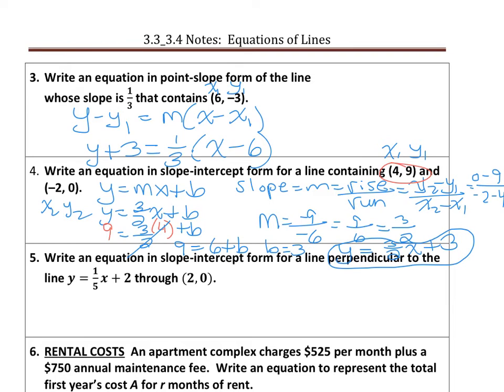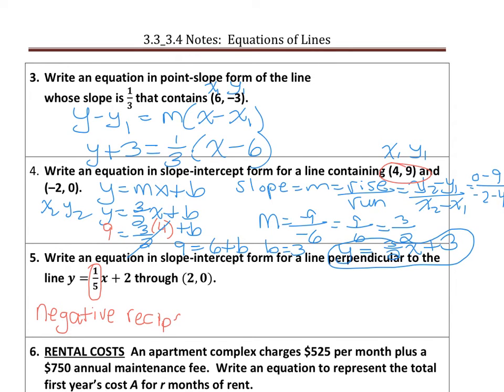Write an equation in slope-intercept form for a line perpendicular to the line y equals 1/5 x plus 2. And this particular line that we're looking for also goes through the point (2, 0). All right, well, we know the slope of this line is 1/5. And if the line we're looking for is perpendicular to that, then we need the negative reciprocal, or as some of us were saying in class, the opposite reciprocal.